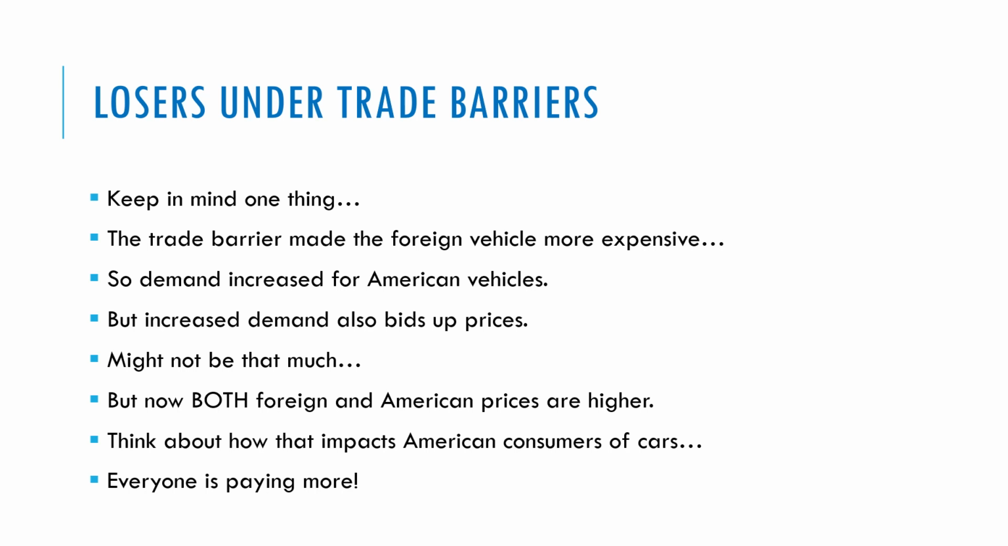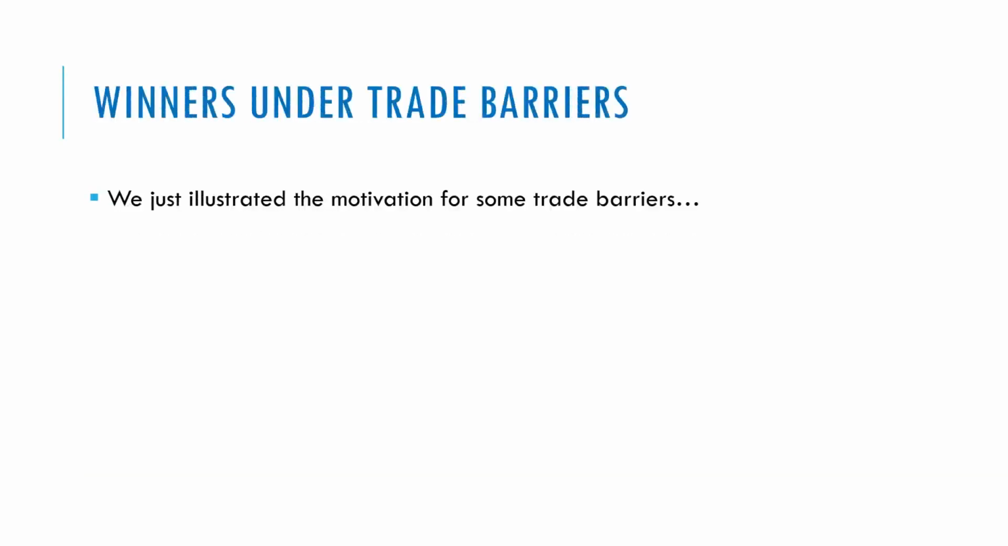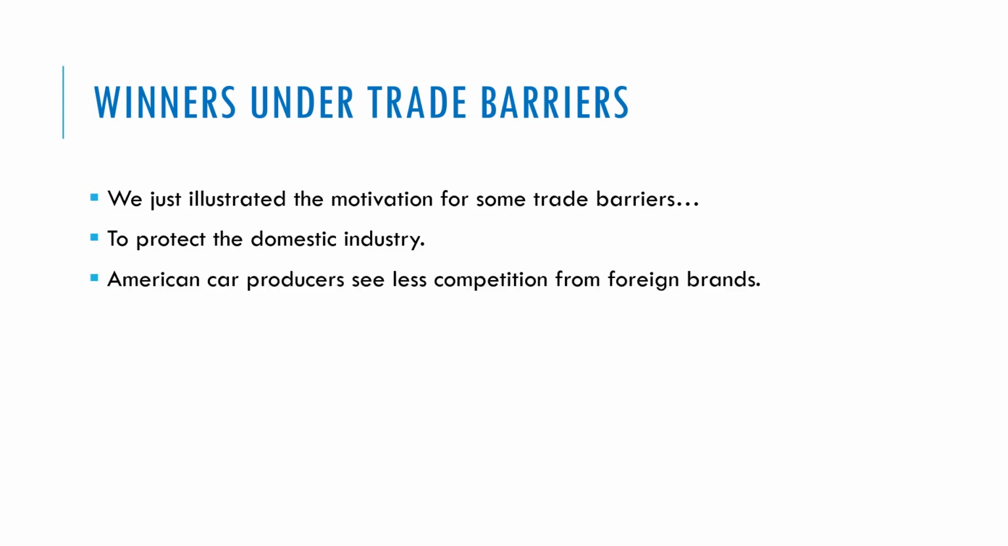So we have winners. We've talked about GM and Ford winning, but purchasers of foreign vehicles lose because price is higher, and purchasers of American vehicles lose a bit because those prices are a little higher. We just illustrated the motivation for some trade barriers, right? A key motivation of trade barriers, a big winner, is the domestic industry. So one big motivation might be to protect the domestic industry.